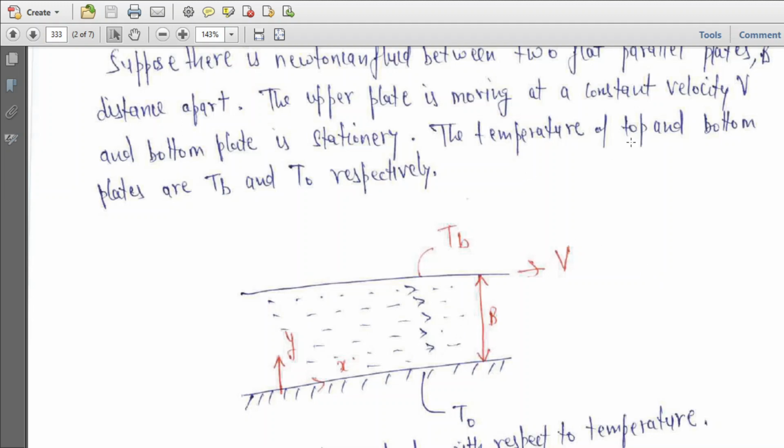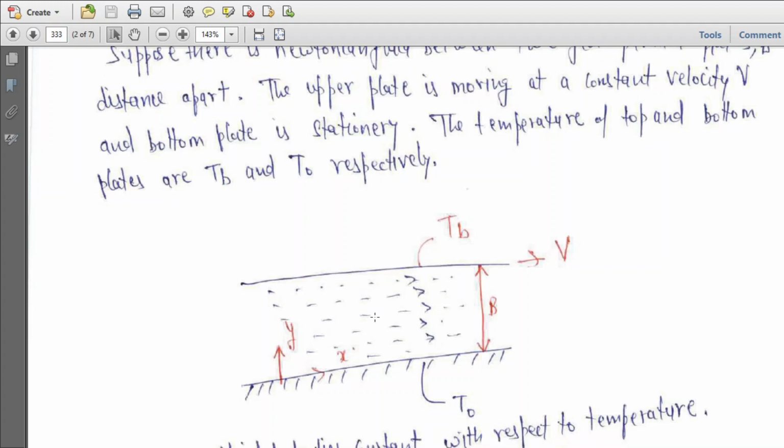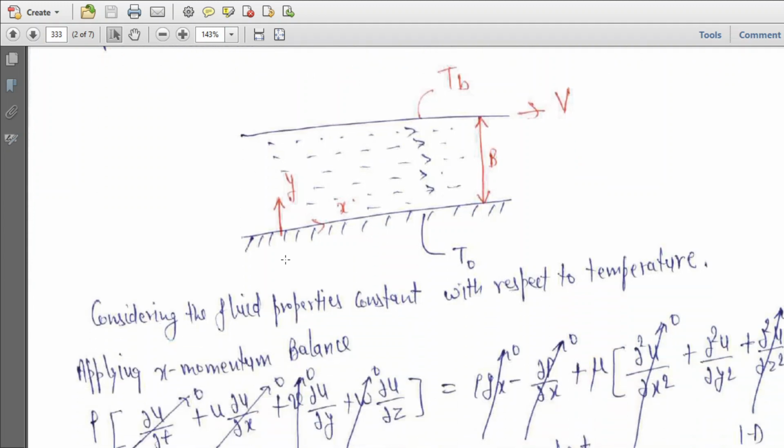The temperatures at the top and bottom plates are Tb and T0 respectively. So here the coordinate system is chosen at the base plate. The x-axis is taken in the direction of the flow, the y-axis in the perpendicular direction, and z is perpendicular to this page.